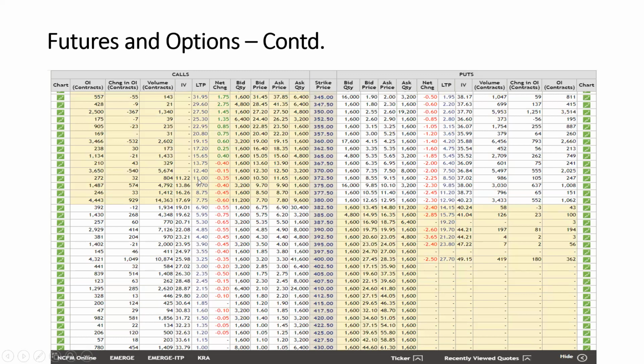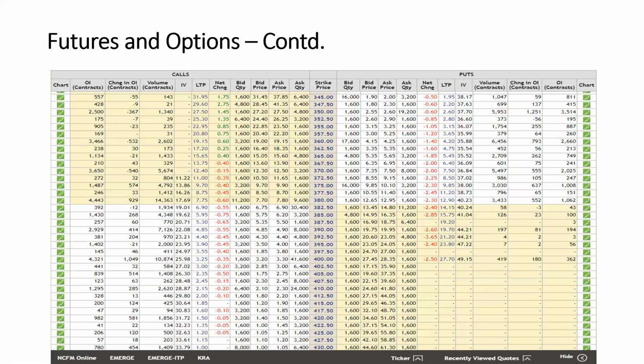Assume that you have bought a 372 call. The premium is showing around 11. The 375 call is quoting somewhere around 9. In the same line, on the right-hand side, the 372 put, the LTP is quoting somewhere around 8.5. Can you observe the change? Here it is 11 rupees, here it is somewhere around 9.5. So like this, the changes happen.